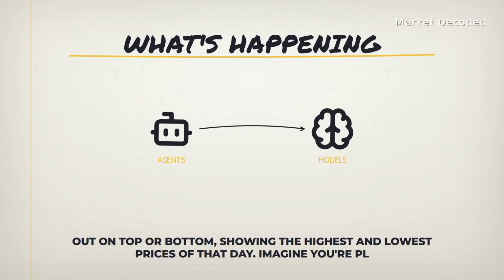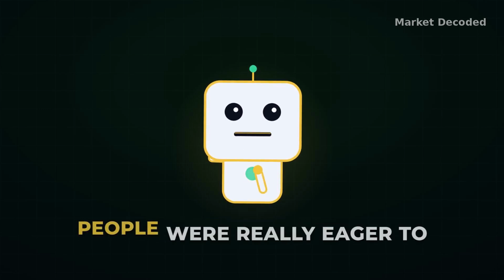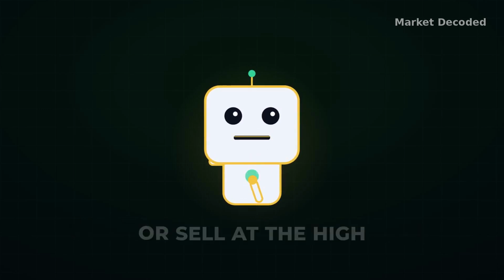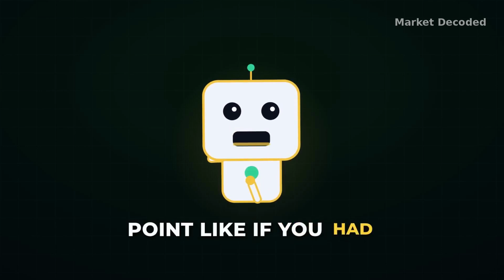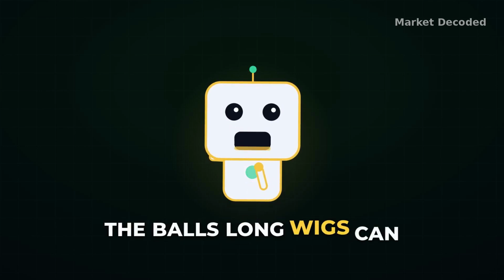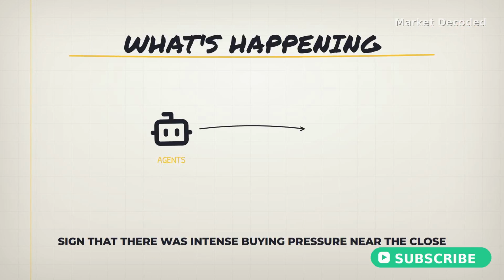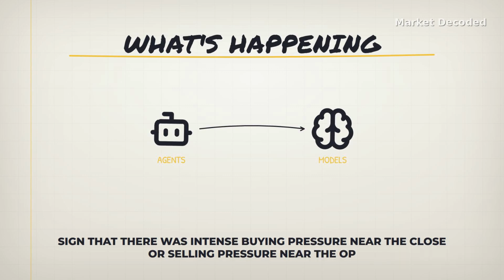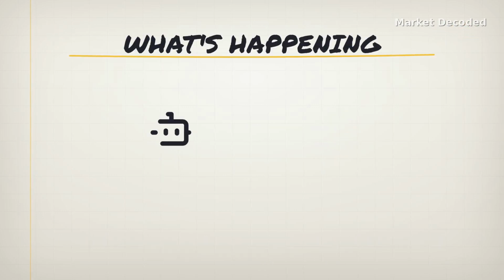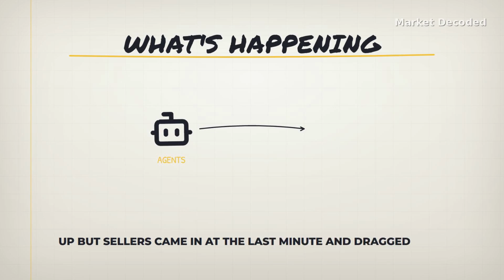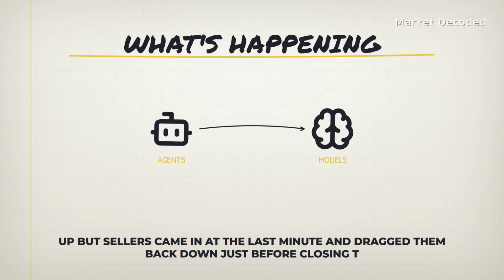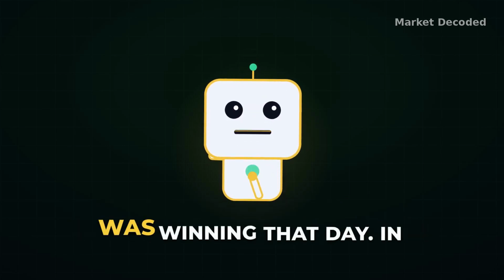Imagine you're playing dodgeball and you have to run from one end of the field to the other. If your shadow is very long, it means people were really eager to buy at the low point or sell at the high point, like if you had to zigzag to avoid all the balls. Long wicks can be a sign that there was intense buying pressure near the close or selling pressure near the open. For example, if you see a candle with a very long lower shadow, it means buyers were pushing prices up, but sellers came in at the last minute and dragged them back down just before closing time. This is like seeing a tall person standing next to a shorter one. They're both there, but their relative heights tell us something about who was winning that day.